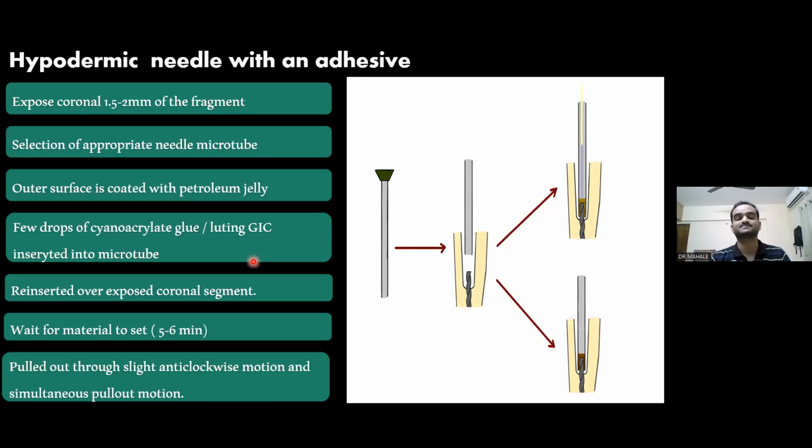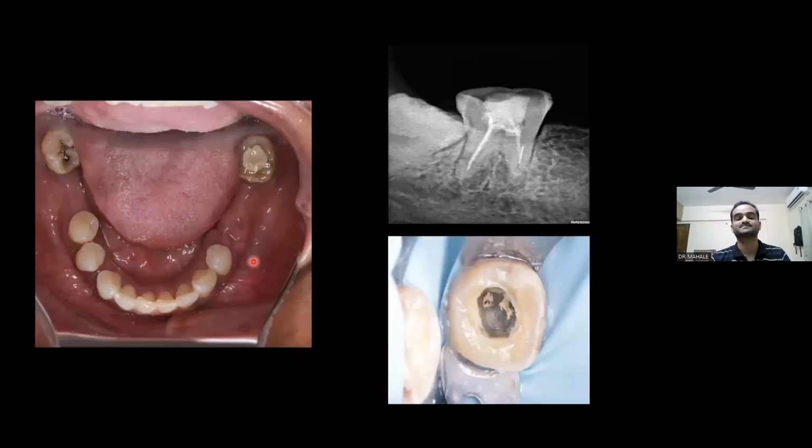So these are all the techniques which are commonly used for instrument retrieval. By knowing all these techniques, I would like to start with my cases. I would like to show you some of my cases. So this is my first instrument retrieval case. It is very close to my heart, not only because it was my first case, but because of how important it was to retrieve this instrument out of the canal.